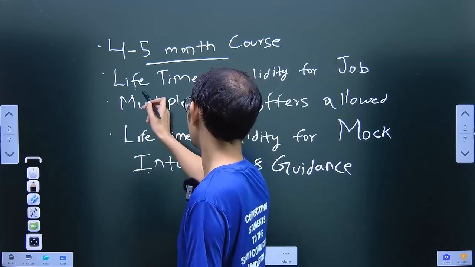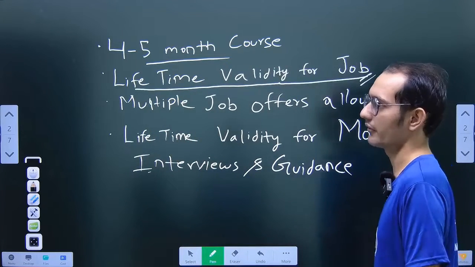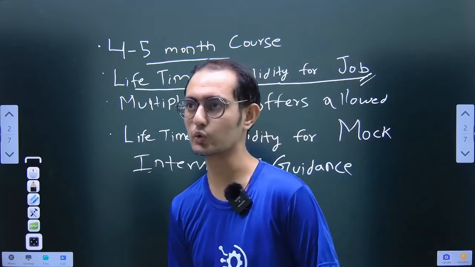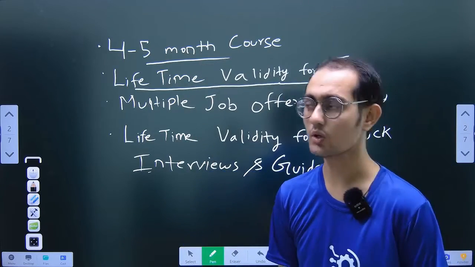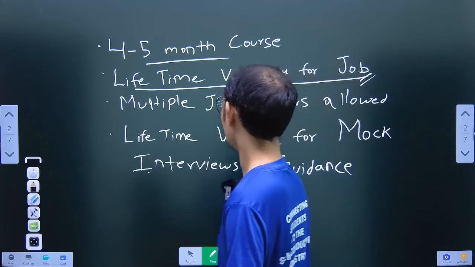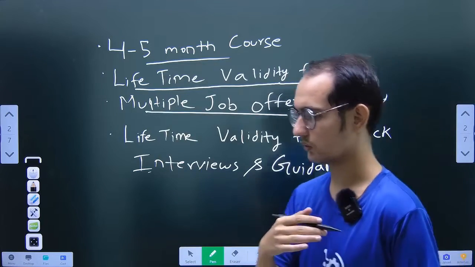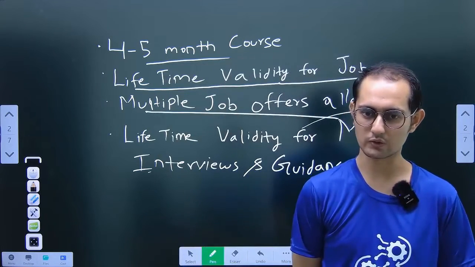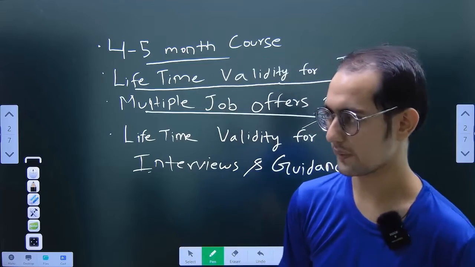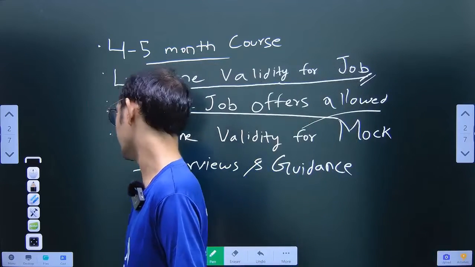Then lifetime validity for the job assistance. Job assistance has lifetime validity. Suppose you want to switch your job after 3 years, 4 years also, free of cost we will help you in switching. Free job assistance. Multiple offers allowed. You can go for 4 to 5 offers also. Go for the best offer. Join the best company, preferably a product based company, right?